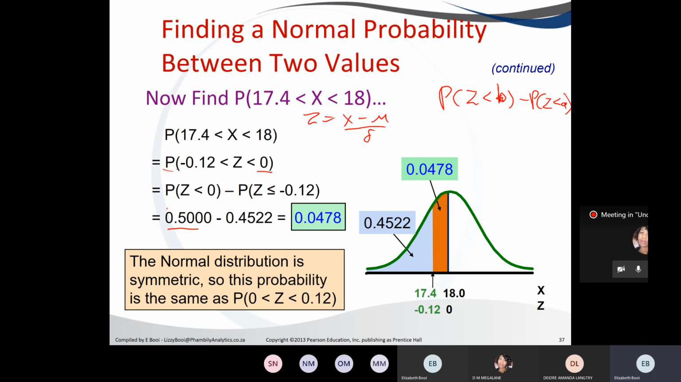When we go to the probability of Z less than 0.12, we find that the value is 0.4522, and that 0.5 minus 0.4522 gives us 0.0478, and that is the probability of between the two values.